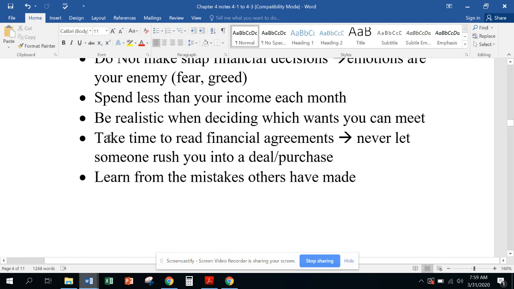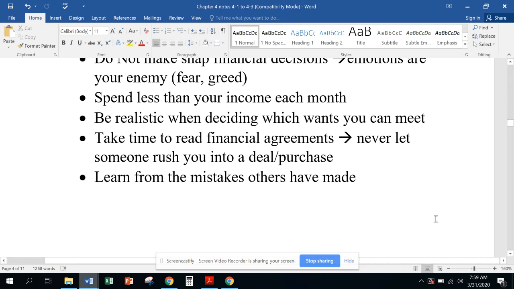Now, this one is tough to do, but you've got to take your time and you've got to read all your financial agreements. All right, if you feel like someone's pressuring you into signing something, okay, just take a step back and don't sign. All right, never get pressured into a deal.